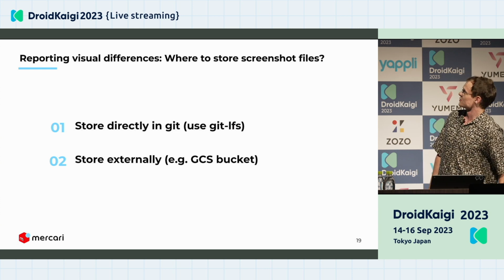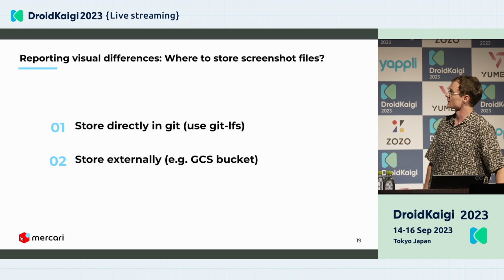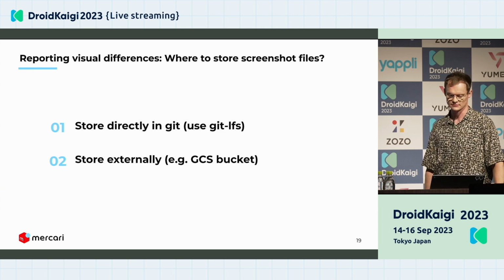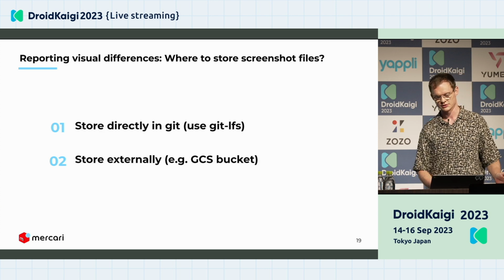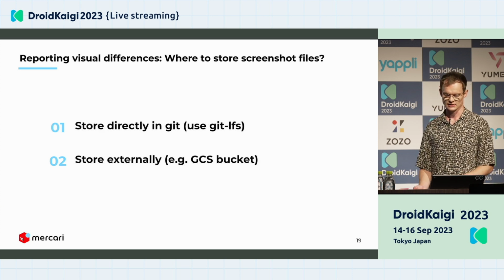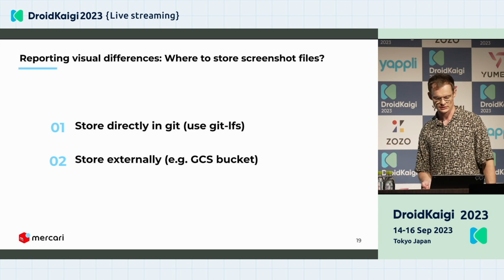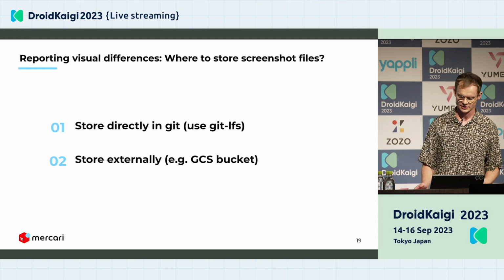So to store these old screenshots, there are really two options. First of all, we can just store them in Git. The workflow here would be that when you change your code, you rerun your screenshot tests, and then commit the screenshot files that were generated using your code. This is the workflow that's typically used with Paparazzi and Shot.